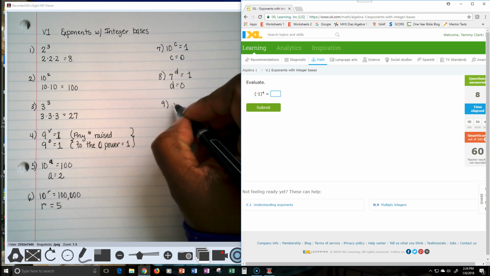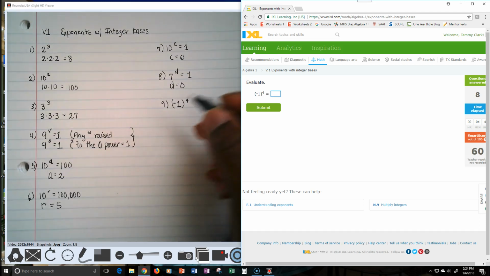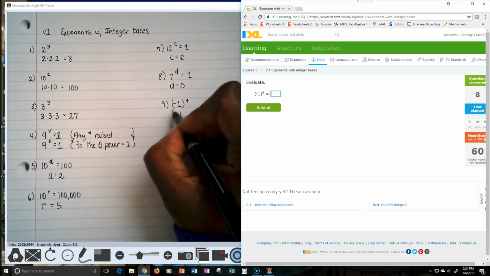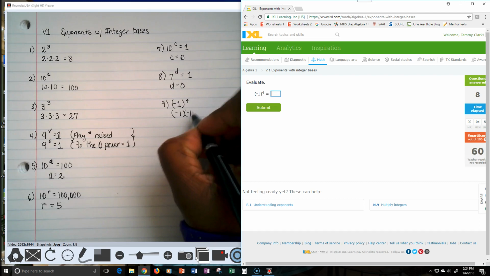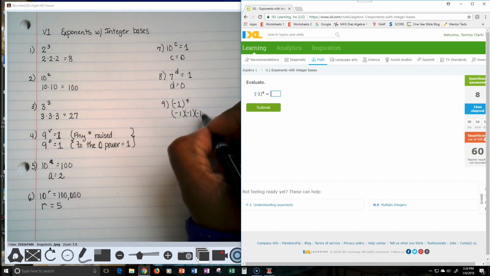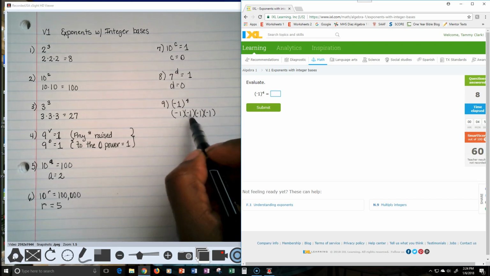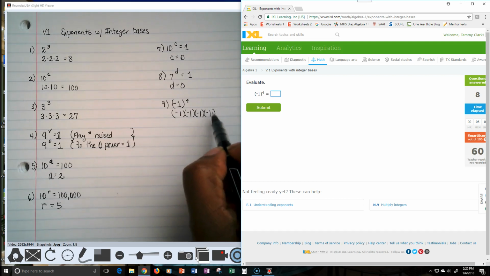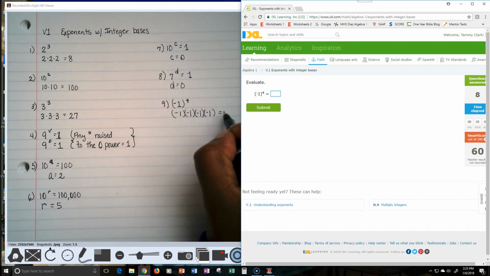For number 9, it says -1, and we want to raise that to the fourth power. Now really think about that. That means I'm going to take -1, multiply it by -1, multiply it by -1, multiply it by -1. So -1 times -1 is +1. +1 times -1 is -1. -1 times -1 is +1.